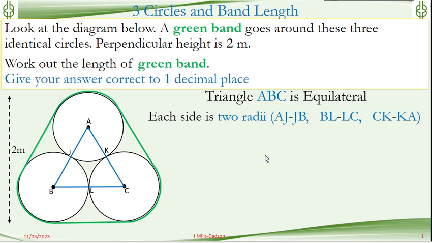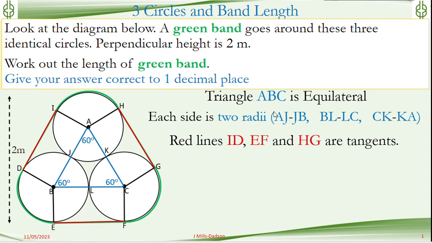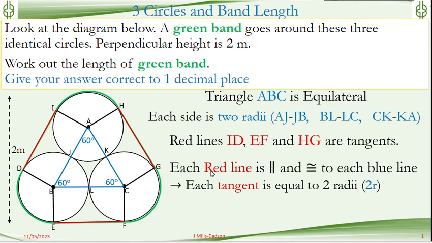Triangle ABC is equilateral, and the reason is each side is made of 2 radii, as you can see: AJ, JB, BL, LC, CK, and KA. Therefore, each angle is 60 degrees. Second thing that you need to note is that ID, EF, and HG are tangents. And one rule that you need to remember is that the red lines, the tangents, are parallel and congruent to each of the blue lines, as you can see.